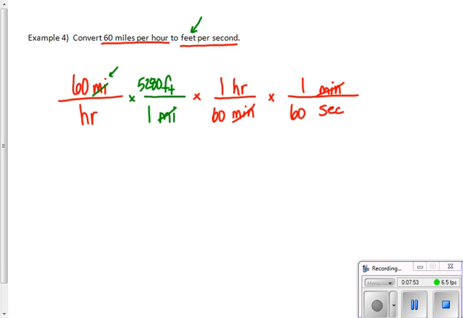So if you think about it here, everything should be canceled off. Hours would be canceled out. And you would be left with, well, feet on top and seconds on the bottom. So you have feet per second. So go ahead and multiply your numerators, multiply the denominators, make sure we reduce, and we wind up with 88 feet per second. So dimensional analysis, 60 miles per hour would equate to 88 feet per second.